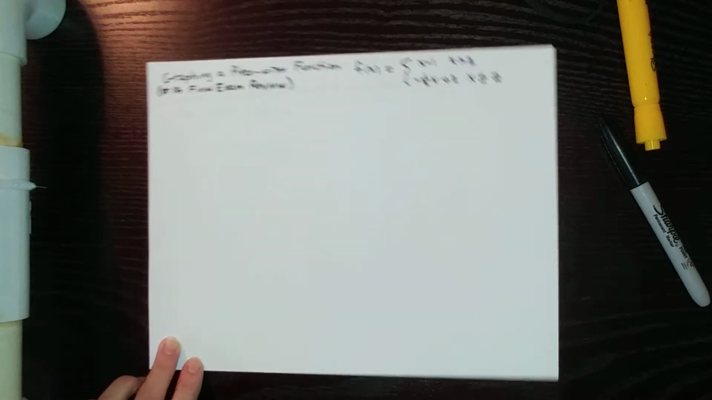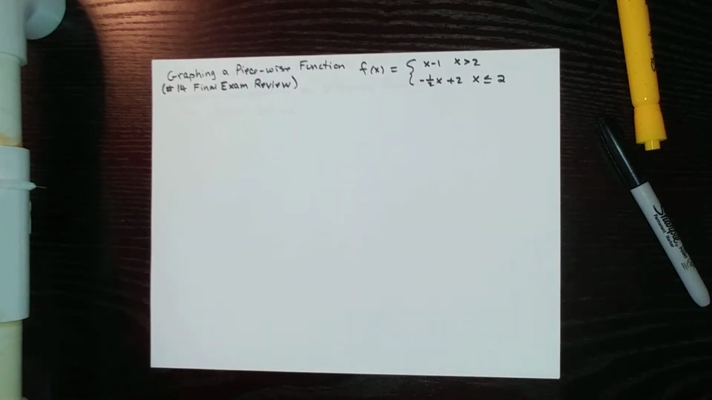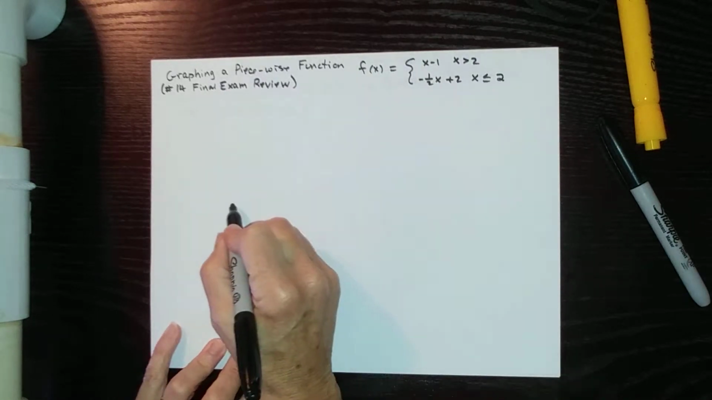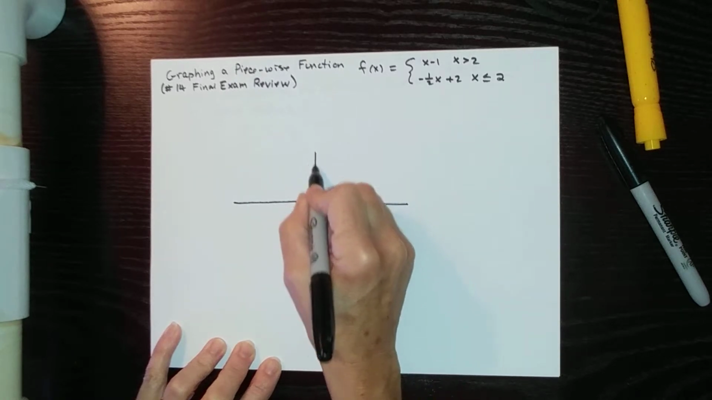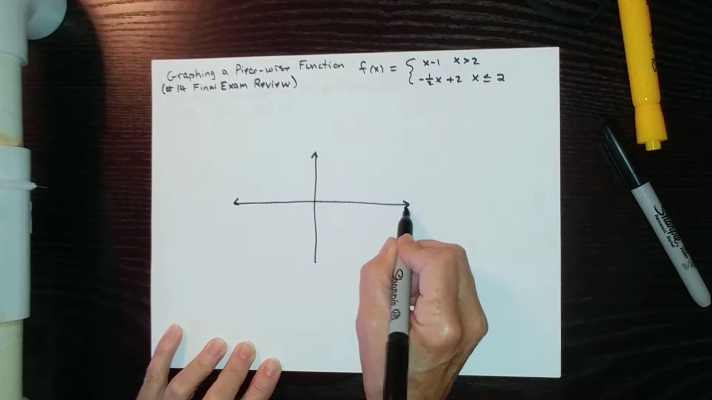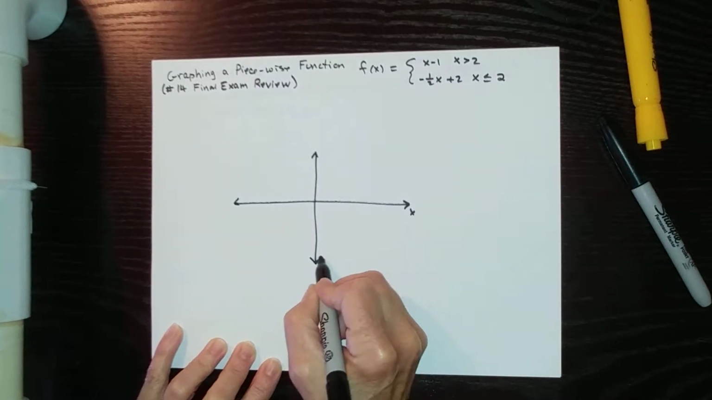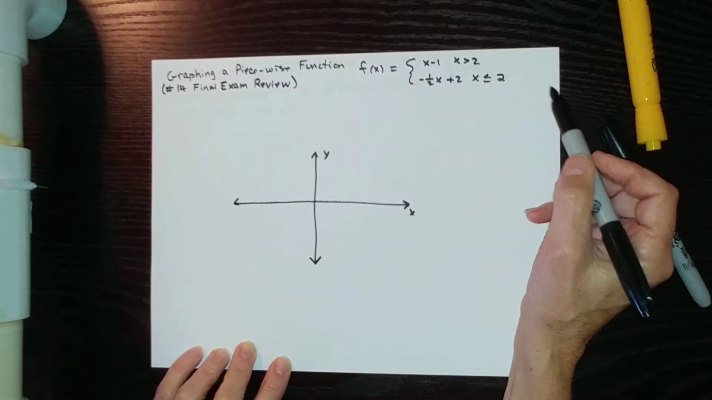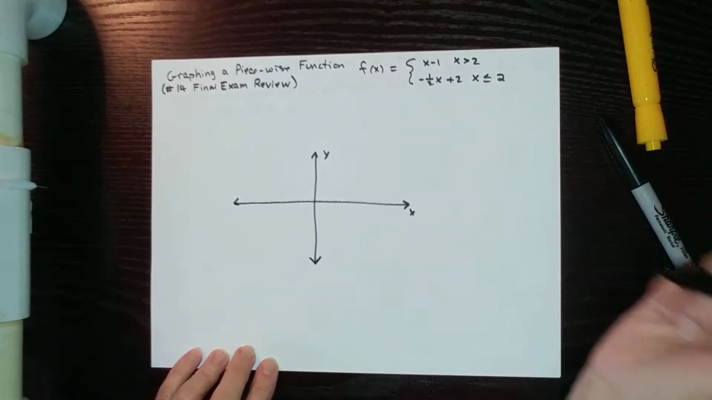This video is about graphing a piecewise function, and this particular example is from number 14 on the final exam review. Here is an XY axis, and we are given this piecewise function, which happens to be in two pieces.